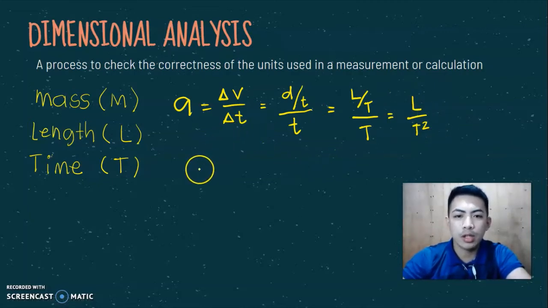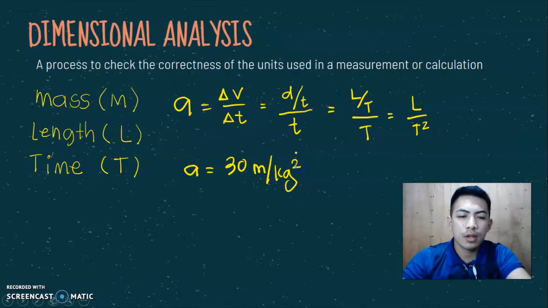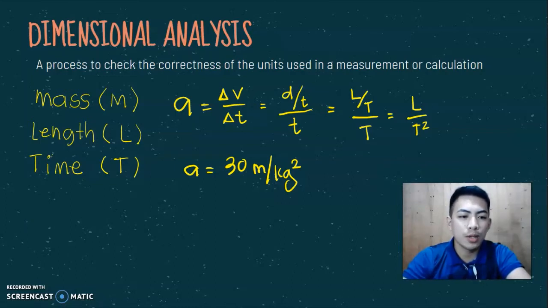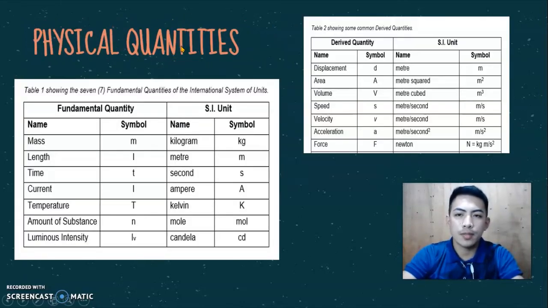So for example, upon your calculation, you arrive at an answer like 30 meters per kilogram squared. By just looking at the figures and the unit, you will know whether your answer is correct or not. Based on our dimensional analysis, the unit for acceleration should be length over the square of time. When you arrive at this type of answer, you will know that your answer is wrong, or there must be something wrong with your calculation or how you manipulated the formula. So basically, that is the purpose of dimensional analysis.